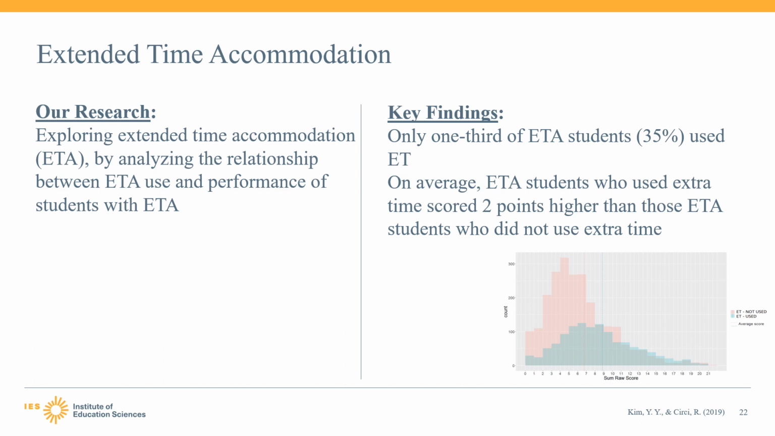Further analysis of extended time accommodation can also provide guidance on the optimum extended time accommodation time. Our results show that only 1/3 of extended time accommodation students use their extra time. In the graph, the x-axis is the sum row score for this block of items, and the y-axis is the number of students. Explorations on extended time use in relation to the performance show that, on average, students who use their extra time scored 2 points higher compared to students who didn't use their extra time.